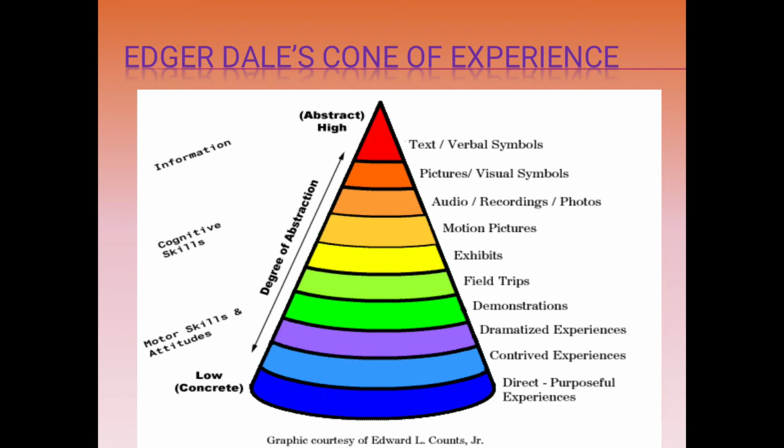When you consider Dale's cone, you can see that direct purposeful experiences provide 90 percent of what they can remember. As the level goes up, the percentage of what people remember is reduced. Finally, when you read something, if you don't revise it immediately, you forget it. So this cone of experience tells teachers to make more use of direct purposeful experiences in the classroom rather than going with verbal content.